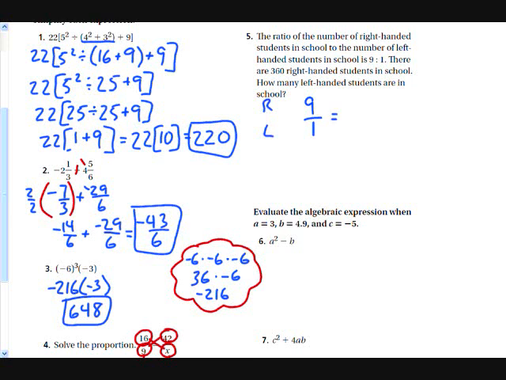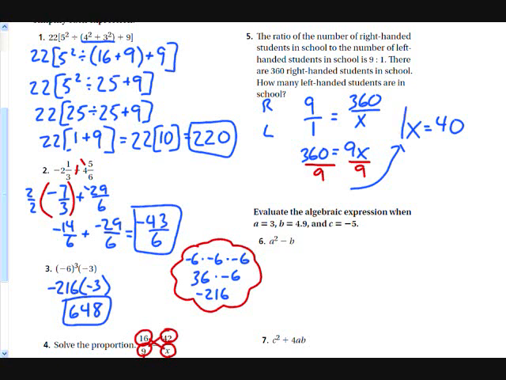And then we're going to set that equal to another fraction that also has right-handed compared to left-handed. It tells us there are 360 right-handed students, so I'm going to put that up top, so 360 right-handed. And I'm going to compare that to the number of left-handed students, but I don't know how many there are. That's what I'm trying to find, so I'm going to call it x. And now for this one, I just have to cross-multiply. So I cross-multiply the 360 times the 1 is 360. The 9 times the x is 9x. And now I just have to divide each side by the 9. So I find out that x is 40. So it looks like there's 40 left-handed students.